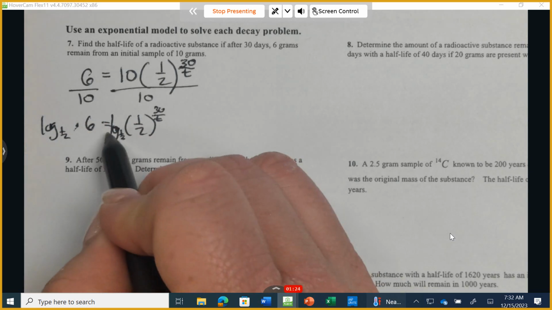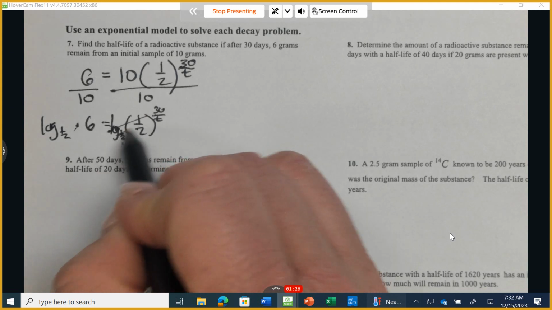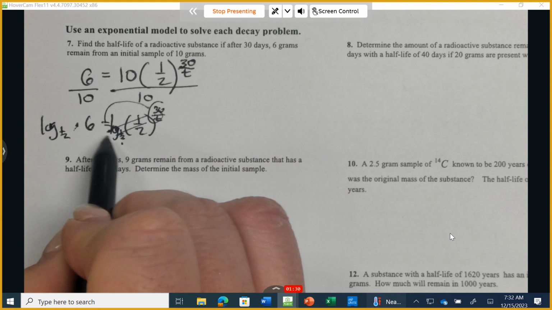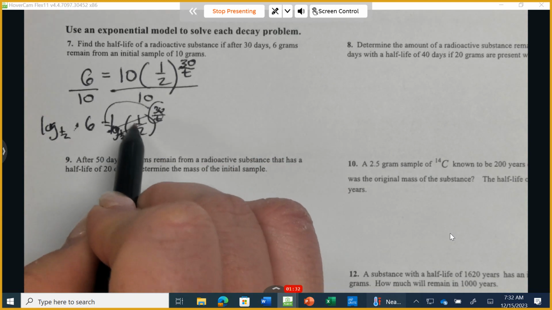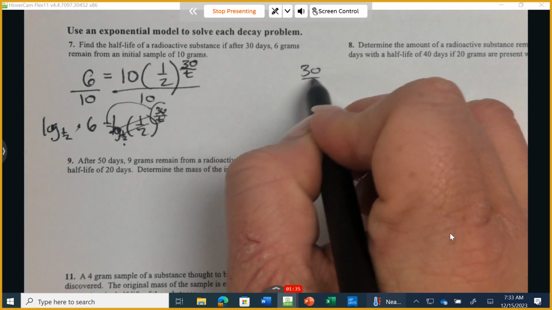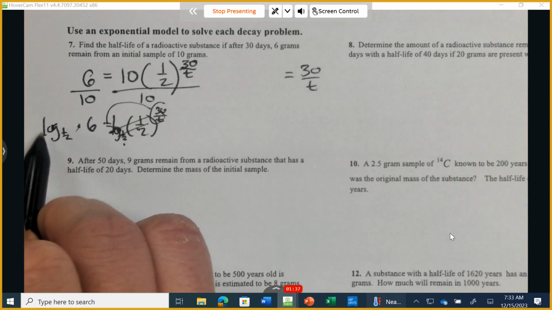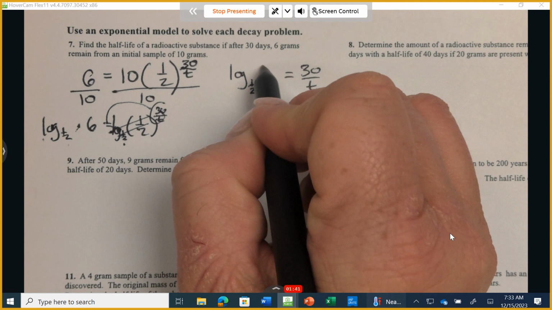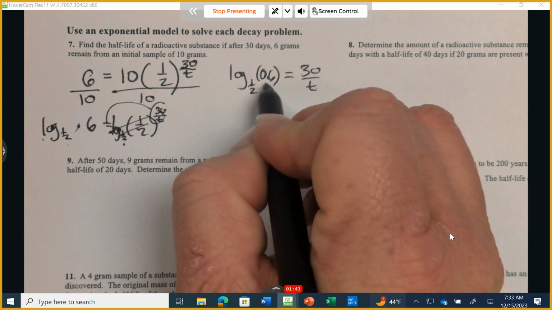On the right-hand side, log base 1/2 of 1/2 simplifies to 1, and the exponent is going to go down in front. So it's going to be 30 divided by t times 1. So I have 30 over t equals log base 1/2 of 0.6. So log base 1/2 and then 0.6.